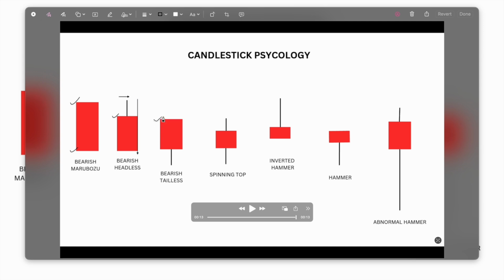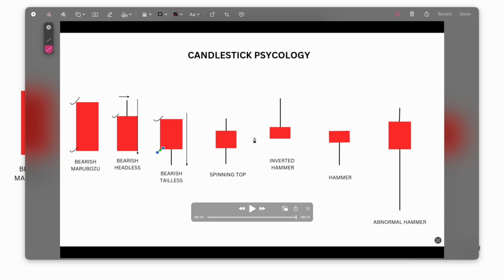Similarly, the bearish tailless candle opens at the top, you see that, goes all the way down, and closes at this level. So this is a bearish tailless candle. Why? Because you see the difference. This is right opposite to what I explained with the green candle. A red candle's head is always at the bottom and its tail is always at the top.